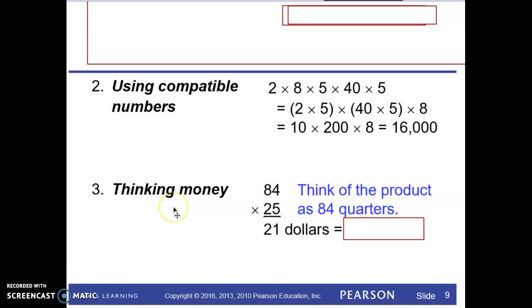All right, how about if we think about this as money? So 84 times 25 is quite complicated to do in your head. However, if you think about this as 25 being a quarter, it's a quarter dollar. Well, 84 is very easy to divide by 4. 84 divided by 4 is 21. So if I have 84 quarter dollars, I have $21.